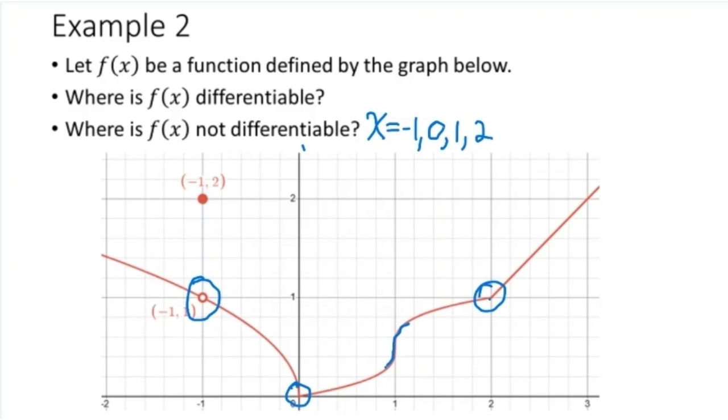Now that we know everywhere where the function is not differentiable, where is our function differentiable? Well, that would be every other location other than those 4 points, which would be negative infinity to -1, -1 to 0, 0 to 1, 1 to 2, and 2 to infinity.